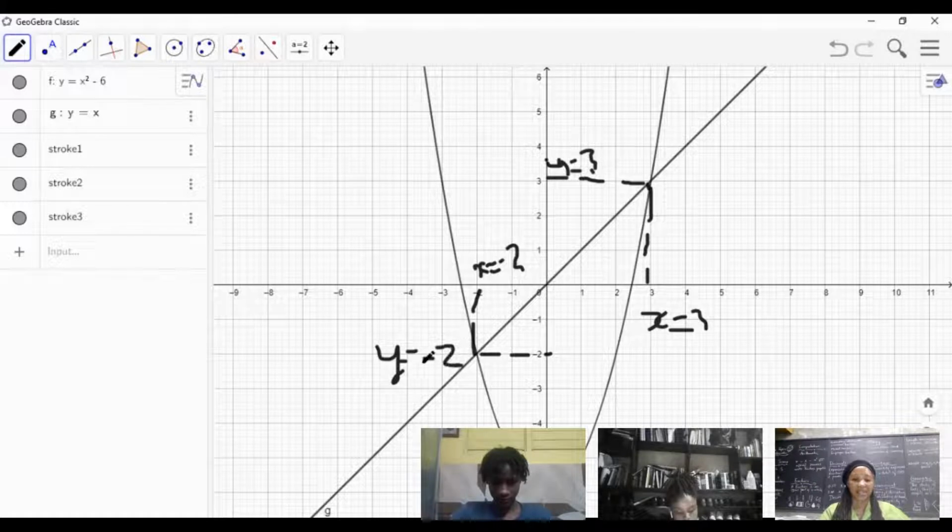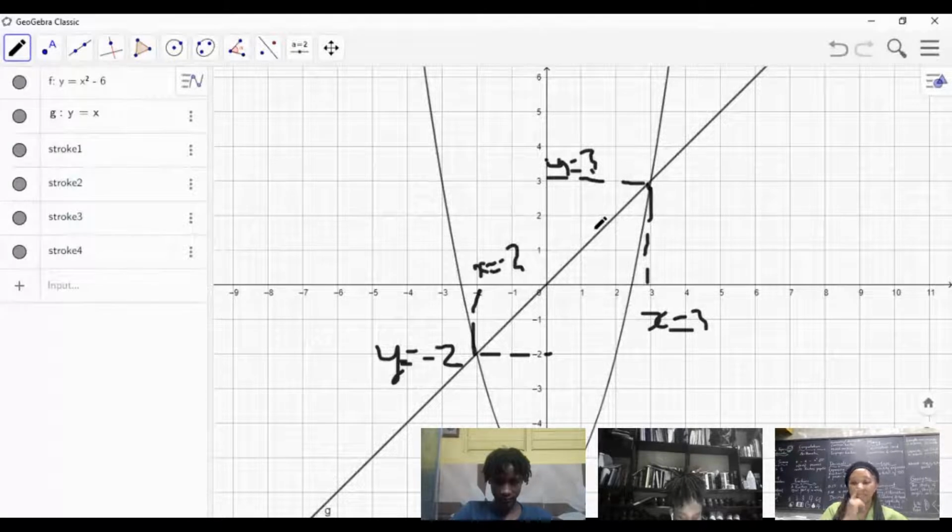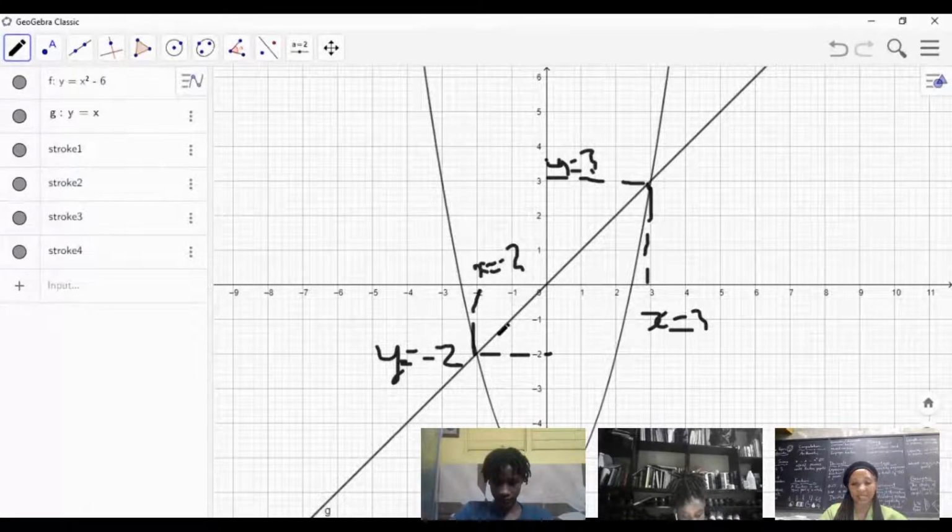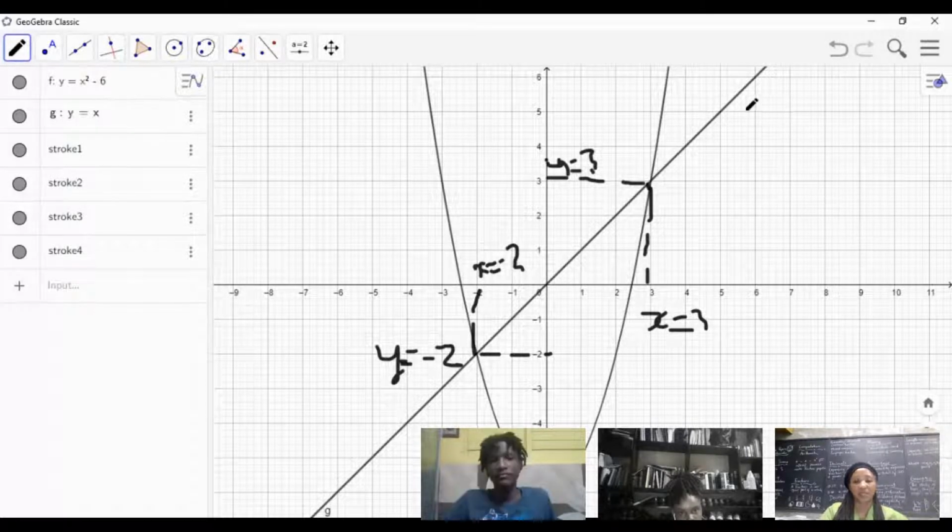So the linear is a very special line, y equals x. That means whatever y is, x is. So once it intersects this line, we know we're going to have the same value for y as x. This is the line y equals x. So check for me, Imani.